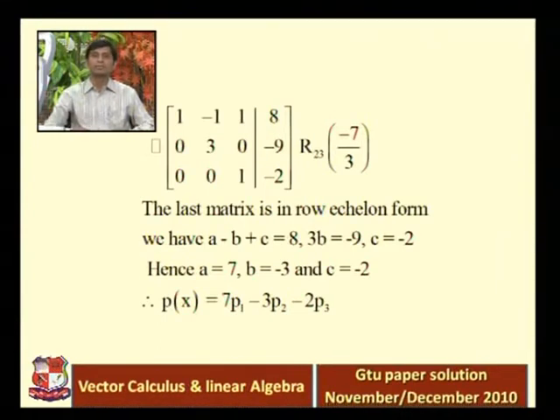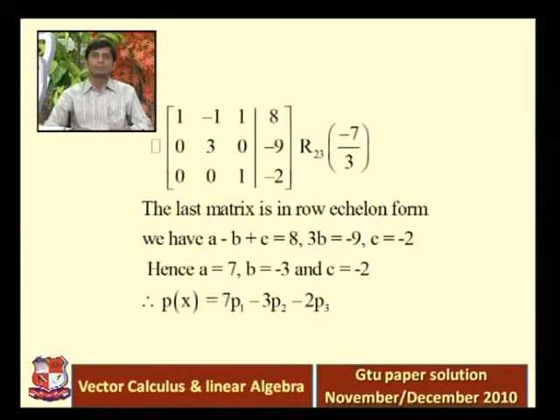You can see leading entry 1, below that leading entry all the elements are 0. In the second row what is our leading entry? 3, below that leading entry is 0. In the third row, what is our leading entry? 1. Below that there is no row, and there is no zero row, so you don't need to put anything at the bottom of the matrix. So the last matrix is in row echelon form.